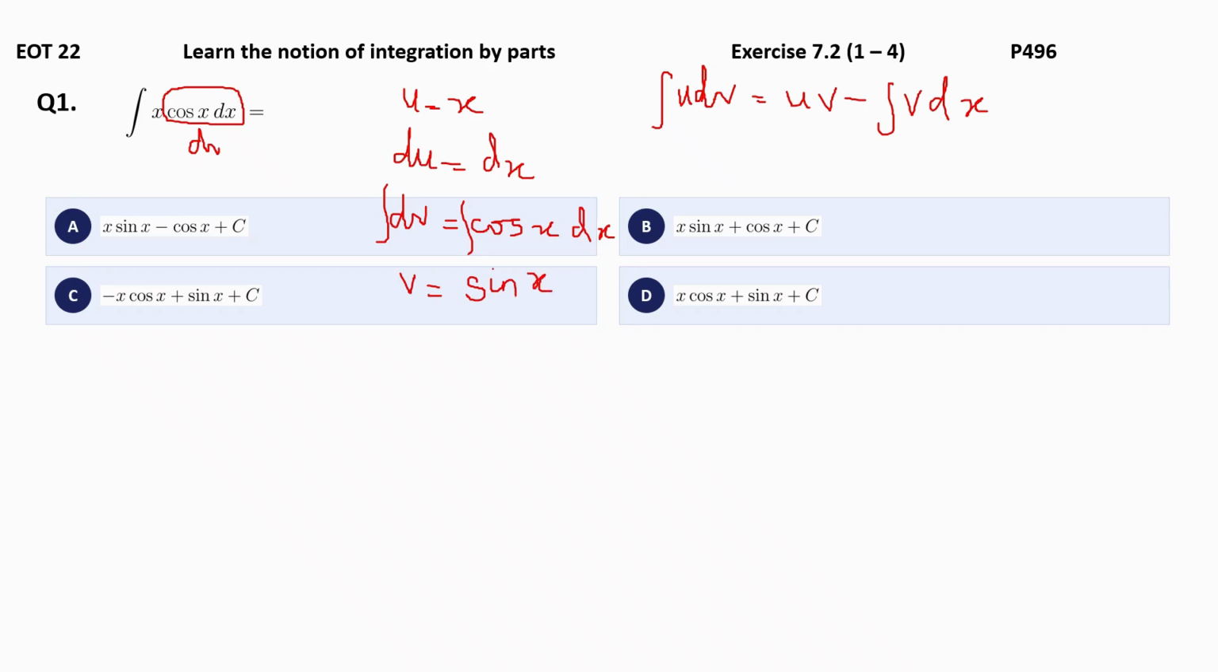Now let's substitute in our formula uv minus integral v du. What is your u? x. And your v is sine x, minus integral, your v is sine x and your du is dx. So x sin x remains the same, so you can rule out option C and option D. Now coming to the negative sign, integral sin x. What is integral sin x? Negative cos x. So actually negative of negative becomes positive. So your answer leads to option B, x sin x plus cos x plus C.